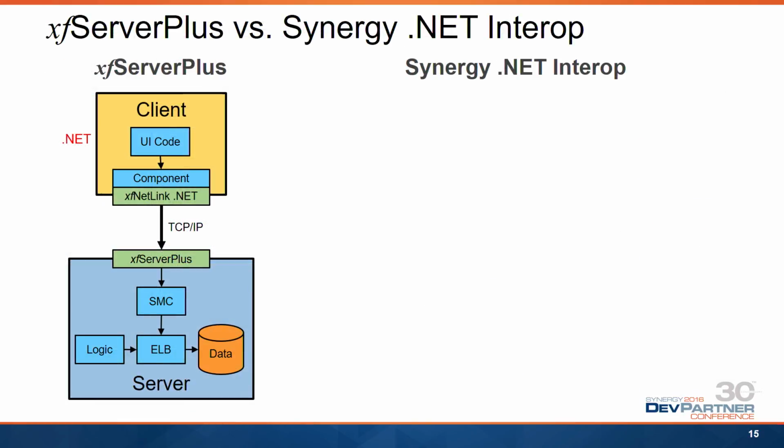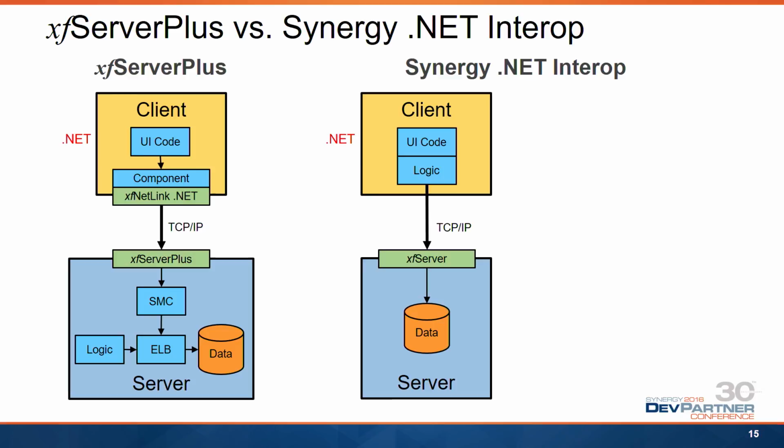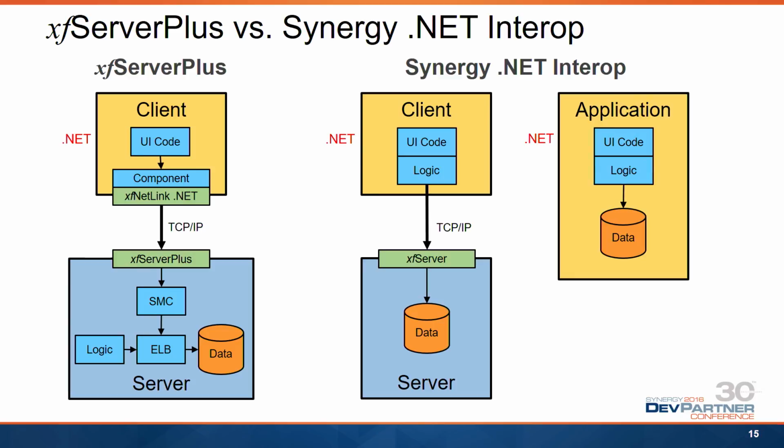So this is basically the comparison of the two. Let's just bring them both up at the same time. These are kind of before and after, and obviously we've looked at this box before, but on the left-hand side we've got xfServerPlus with its xfNetLink to xfServerPlus connection over the wire, via the catalog, running methods in an ELB and accessing data. And then really with Interop there are two kinds of scenarios. The scenario on the far right there is the one we just talked about. Now we've just moved everything onto the server and we're running everything 100% in process.